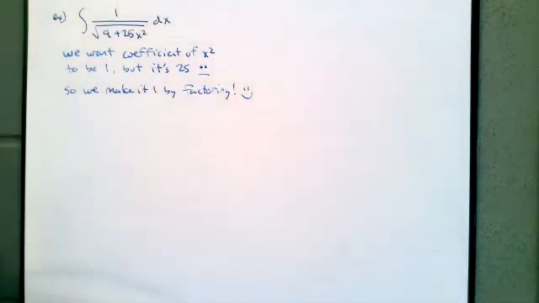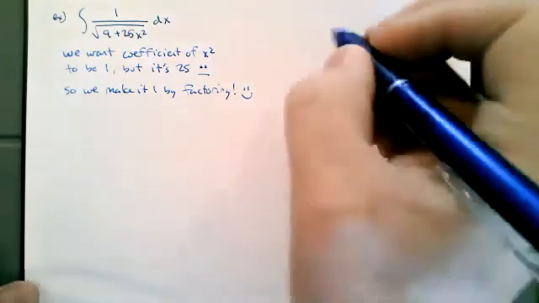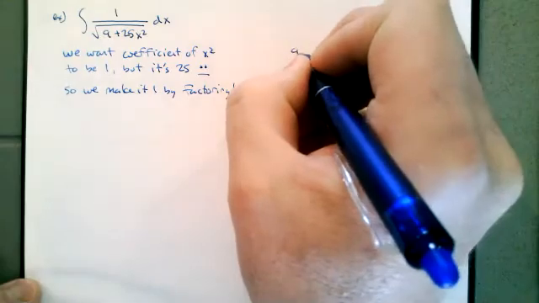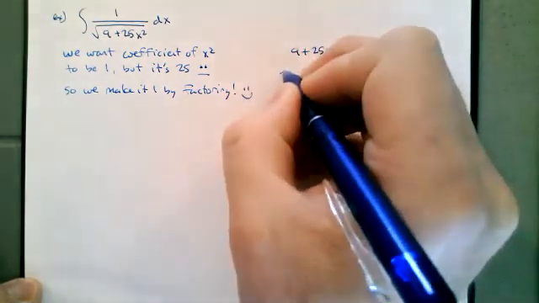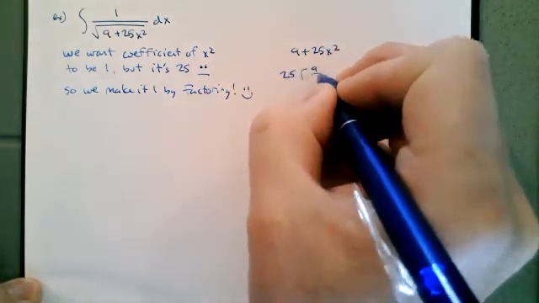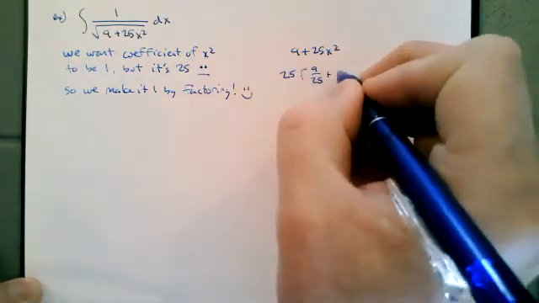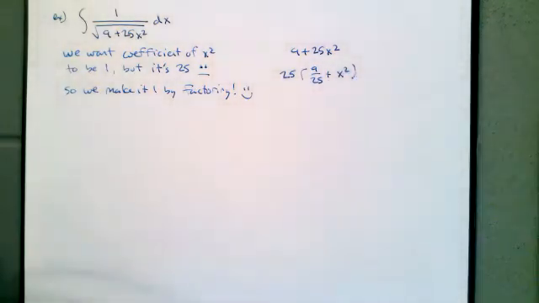We just hit it with the algebra stick. You want the coefficient of x squared to be 1. It's being multiplied by 25, so just factor out the 25. What it's going to look like is I have 9 plus 25x squared. I'm going to factor out the 25, and that'll leave 9 25ths plus x squared. If we factor out a 25, now the coefficient of x squared is 1. And in this case, a will just be 3/5.